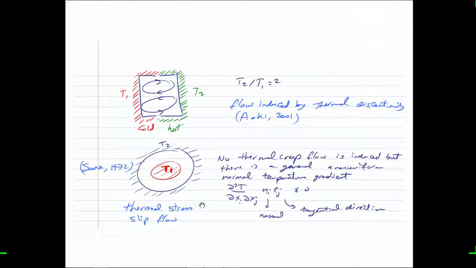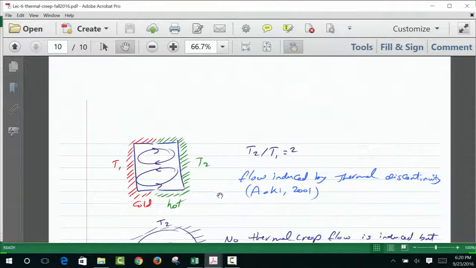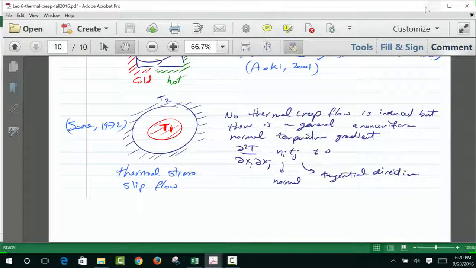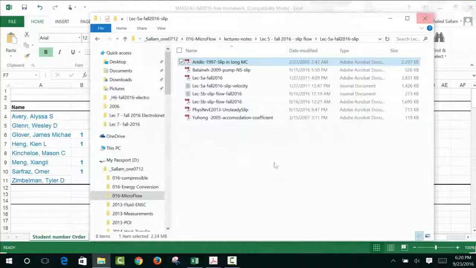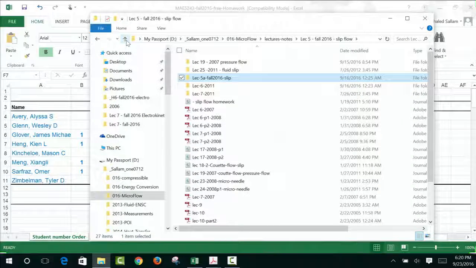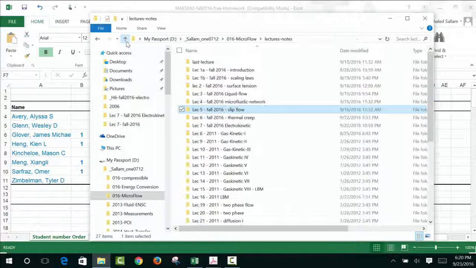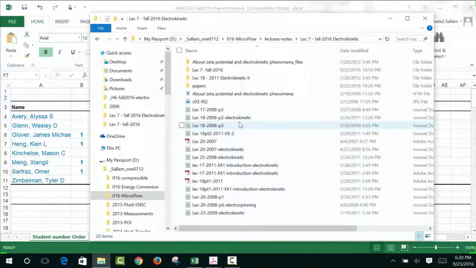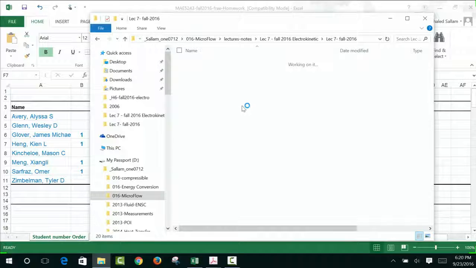When you say you have two cylinders, T2 and T1, now the temperature gradient is normal. You will still see thermal stress slip flow, because there is a temperature gradient normal to it. Very good. So now we move to the other way you can move fluid, which is hydrostatic or electric in general, electrostatic force.